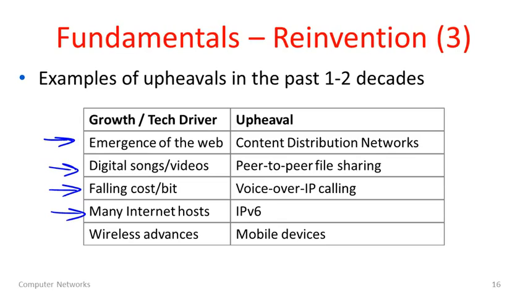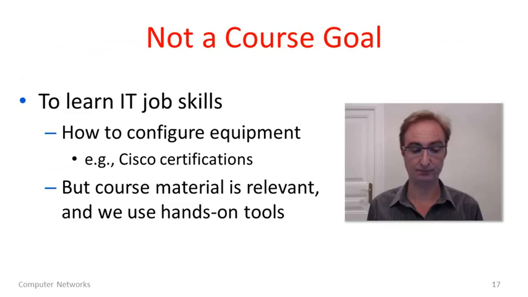This one's about growth, the growth of many internet hosts. This has driven a change where we're going to have to update all of the basic internet protocols, and we're in a transition right now to IPv6. But you can see, while this one's about pure growth, many of the others aren't. They're really upheavals caused by technology trends and changes in the way we use the internet. And finally, just to put out there, advances in wireless have led to many more mobile devices, and these devices stress the internet protocols in different ways that we'll see a little bit of during the course.